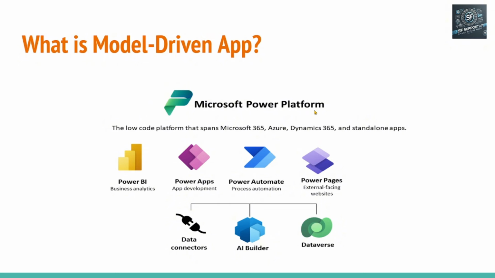Low-code means that instead of writing programs, the users or developers can just drag and drop and create business applications. In this Microsoft Power Platform, there are four major components or modules. The first module is Power BI, the second is Power Apps, the third is Power Automate, and the fourth is Power Pages. These four modules are supported by data connectors, AI Builder, and Dataverse. This model-driven app is part of Power Apps.